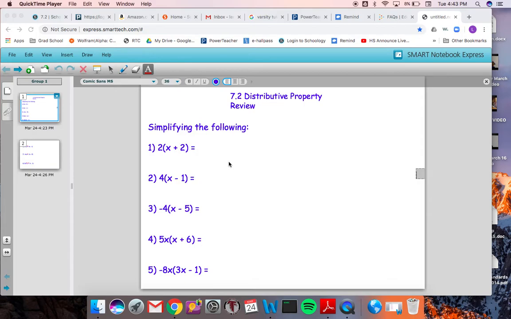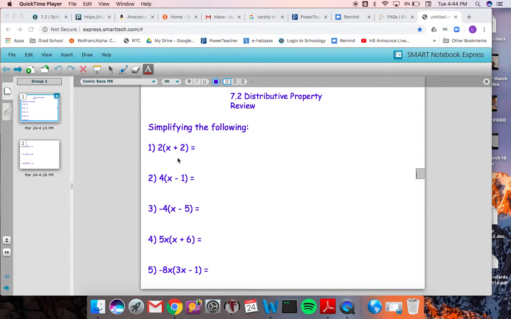So there's a couple methods that we're going to learn, starting off with the distributive property because it's something you already know, and it's very easy. And then we're going to move into two new methods to multiply polynomials, FOIL and a box method. I'm going to teach you that later in the week, and then we'll move on from there.